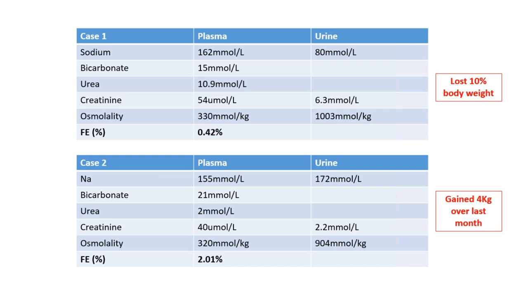You can see in case two that there's an excess of sodium in this child. The fractional excretion is 2%, so it's way above 1%. The kidneys are working hard to get rid of excess sodium, but they're not succeeding in excreting enough sodium to keep that plasma sodium normal. So in this case, you have a child who is being salt poisoned.